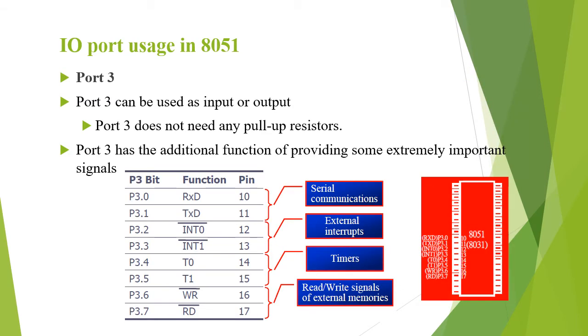Port 3, similar to port 1, can be used as I/O port, both as input port as well as output port. It doesn't need any pull-up resistors as in the case of port 0. Port 3 also has some additional functions, that is providing some important signals. So from pin number 10 to 17, we have the port 3 I/O port.